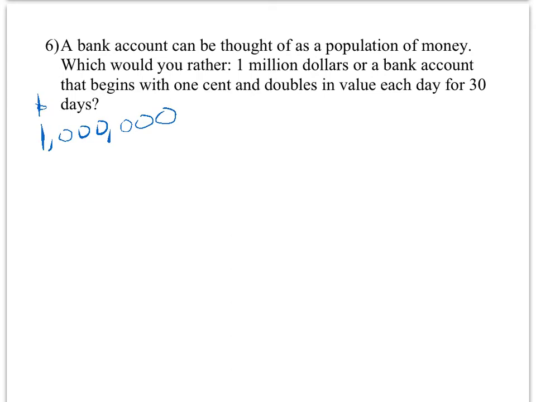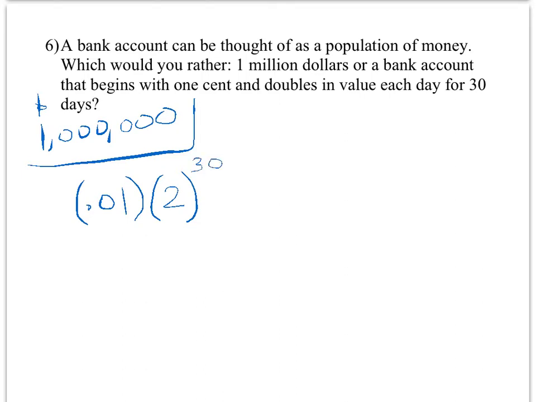On the other hand, we have a penny, and we're going to double it in value each day for 30 days. So let's see what that would end us up with. We're going to start with 1 cent, and I'm going to double it, so that means times 2, 30 times, each day for 30 days. So I'm going to do times 2 to the 30th. And let's see what that comes out to.